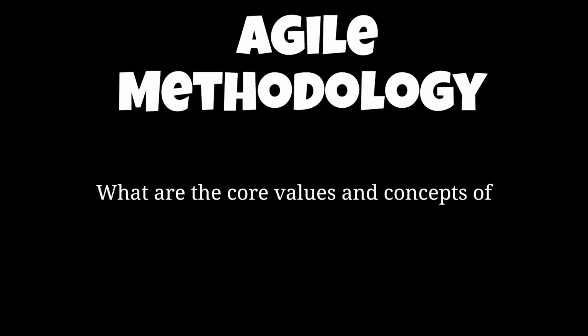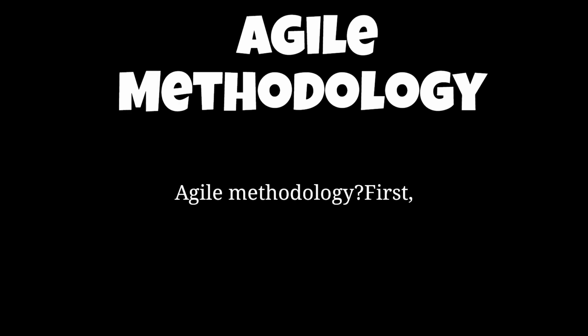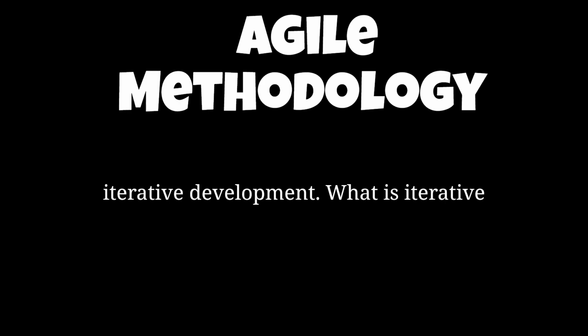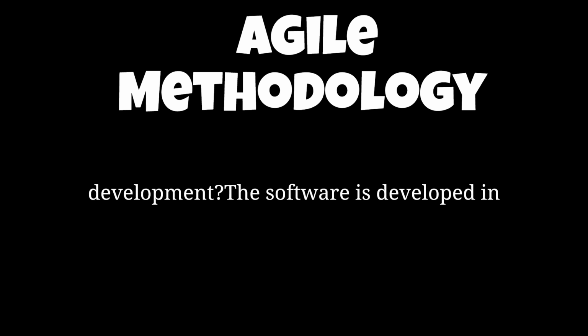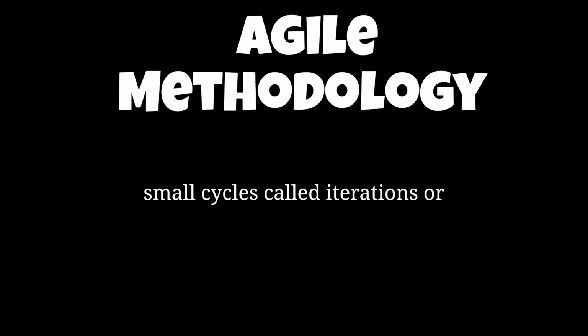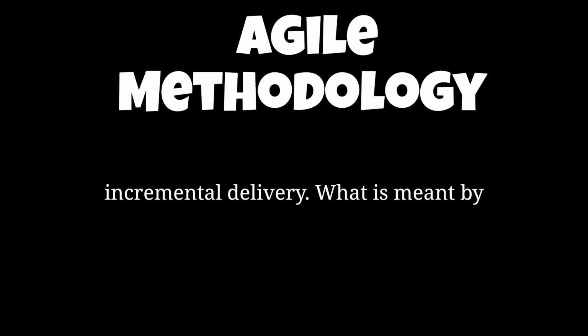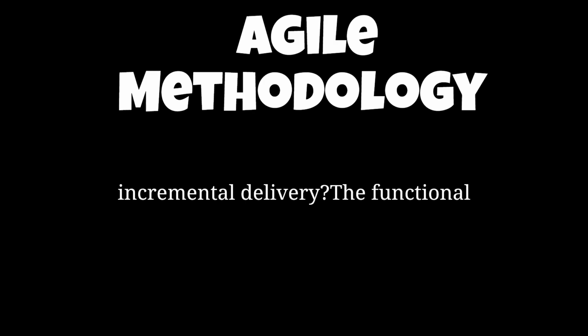What are the core values and concepts of agile methodology? First, iterative development. What is iterative development? The software is developed in small cycles called iterations or sprints. Second, incremental delivery. What is meant by incremental delivery? The functional parts of the product are delivered at the end of each iteration.